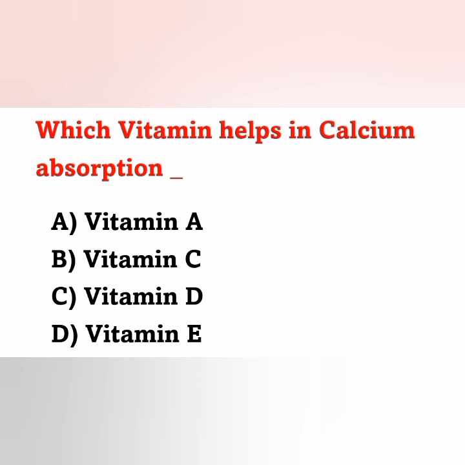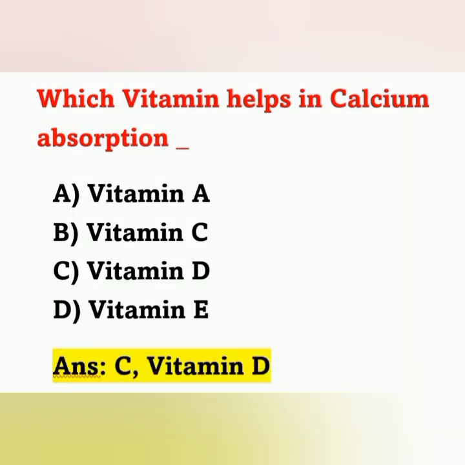Which vitamin helps in calcium absorption? Options: Option A, vitamin A. Option B, vitamin C. Option C, vitamin D. And option D, vitamin E. So calcium absorption is helped by vitamin D. Option C is the correct answer. For calcium absorption, vitamin D is essential.